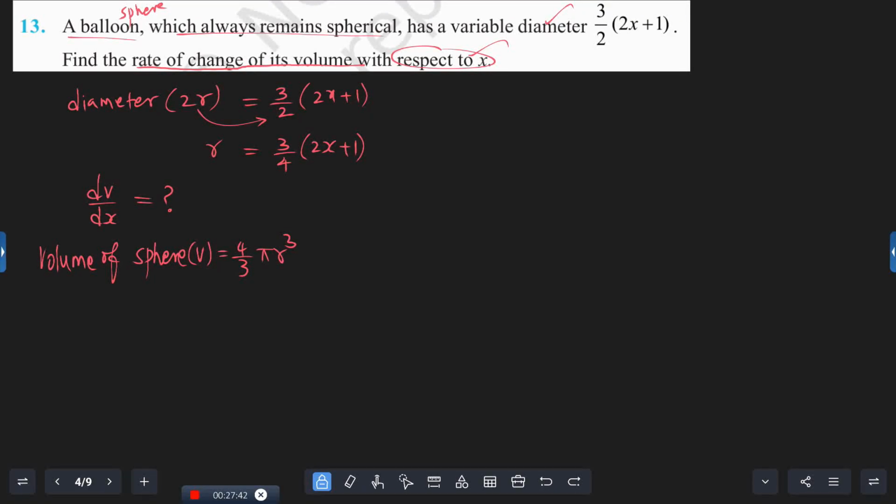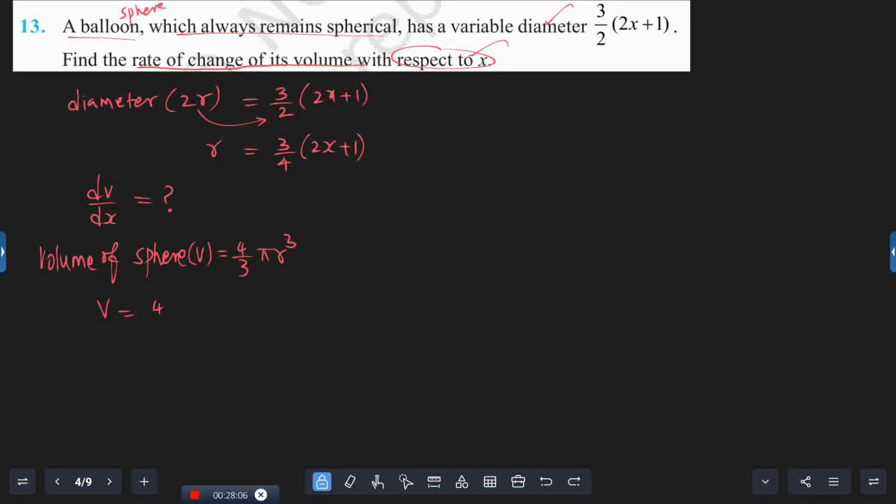What do we have to do to avoid that problem? Substitute the r value here. Then everything will become an x term. If you differentiate with respect to x, you will not get that dr by dx. Understand? So instead of the r value, I am going to substitute what we have for r. Okay, so what do I get when I substitute?